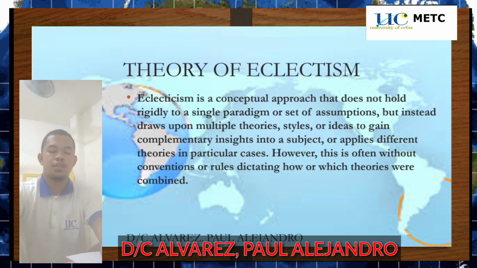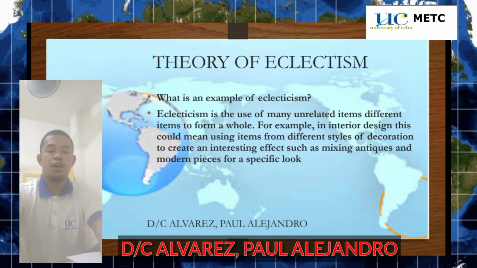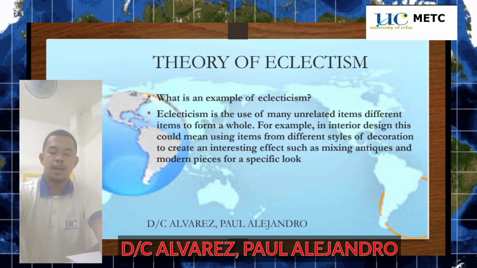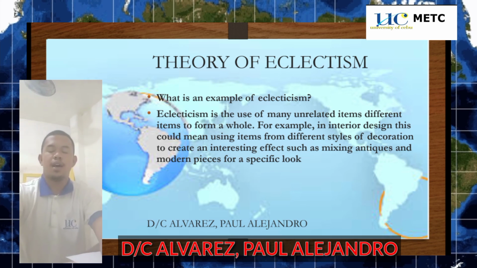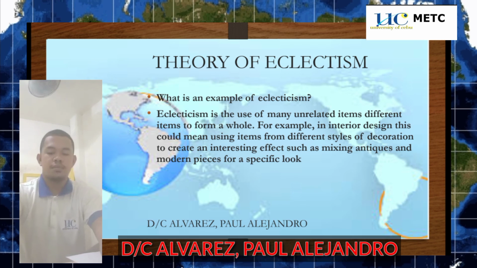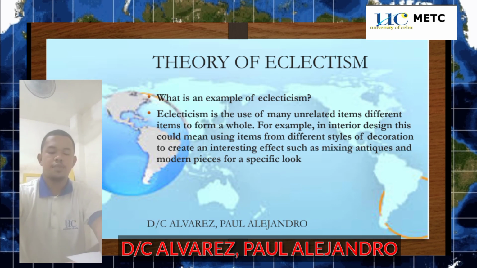Theory of eclecticism. What is an example of eclecticism? Eclecticism is the use of many unrelated, different items to form a whole. For example, in design, this means using items from different styles and decorations to create an interesting effect, such as mixing antiques and modern pieces for a specific look.